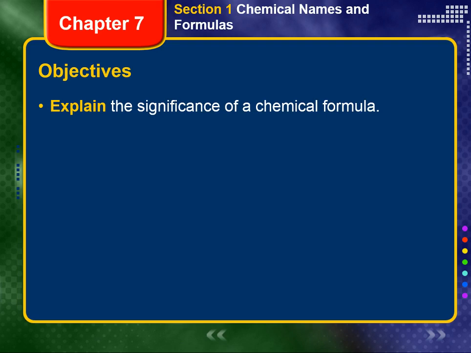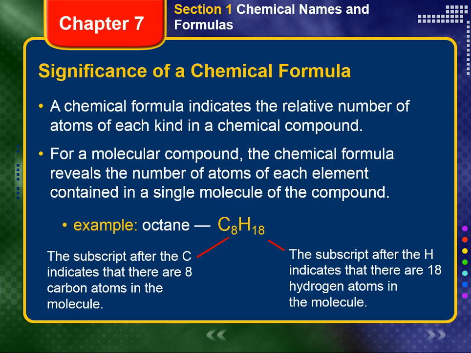At the end of this video, you should be able to explain the significance of a chemical formula. Chapter 7, Section 1, Chemical Names and Formulas.